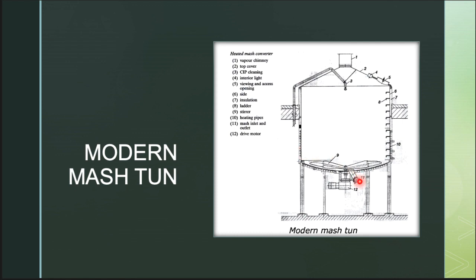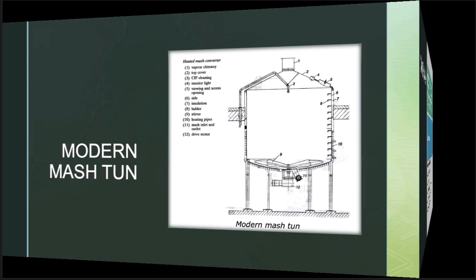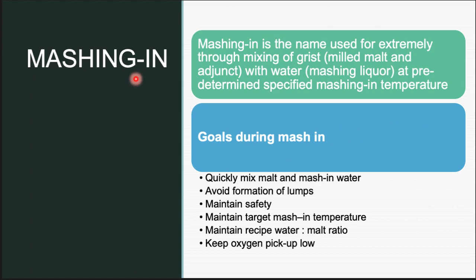The inlet and outlet pipes for the mash tun are generally from the bottom in order to fill the tank gently without any splashing. This helps to avoid the oxygen pickup encountered mostly when the mash inlet is from the top of the vessel. Mashing in.